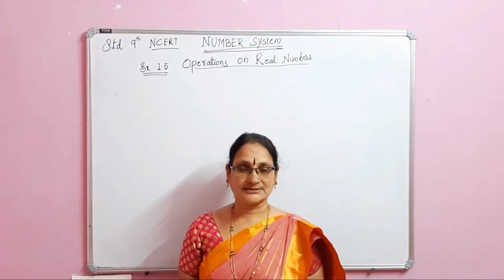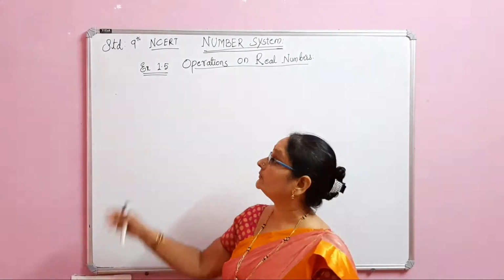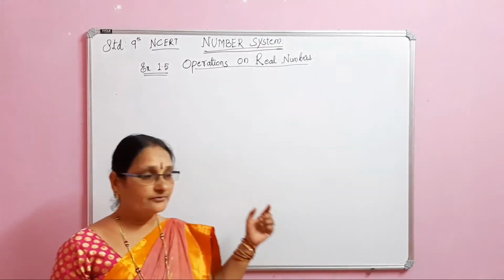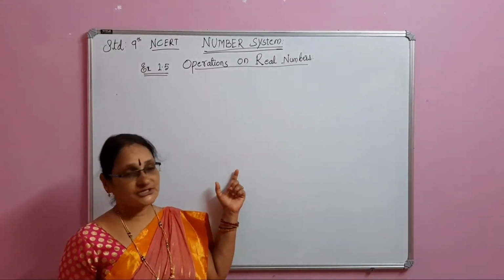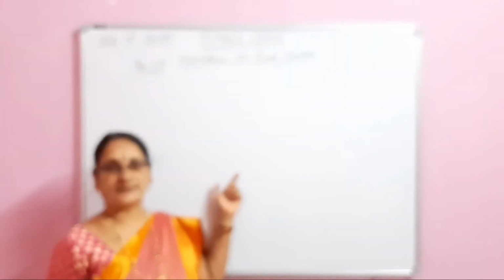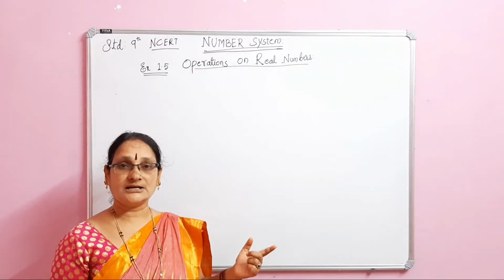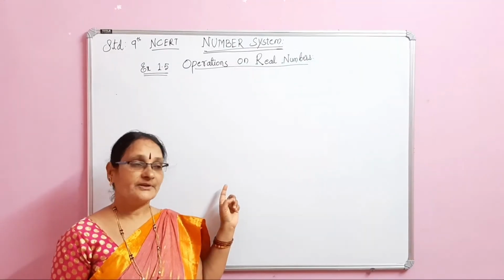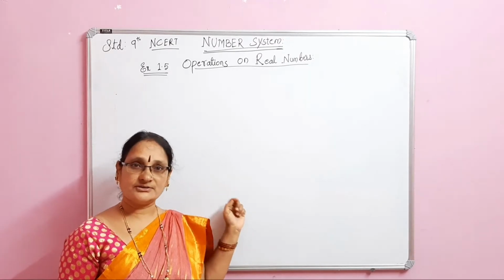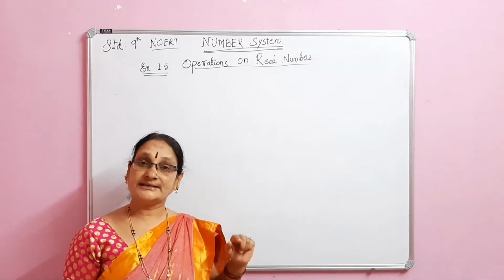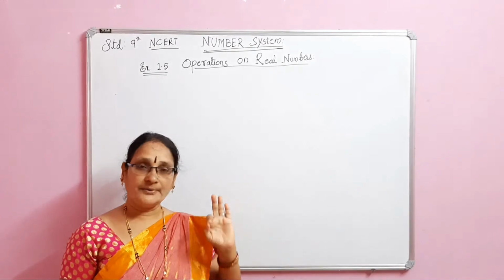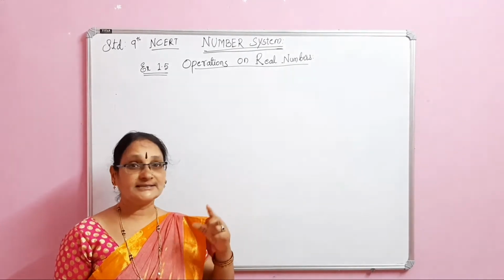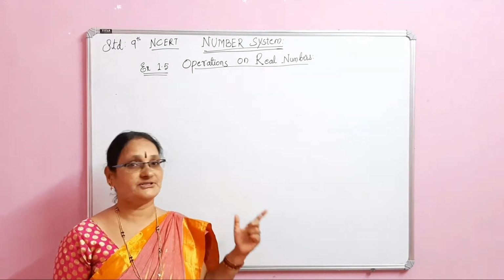In today's class, I am going to explain operations on real numbers. Already we have discussed rational numbers and irrational numbers. Rational numbers and irrational numbers together form the real number set. On the rational number set, we have seen that it satisfies the commutative property, associative property and distributive property for addition, subtraction, multiplication and division.